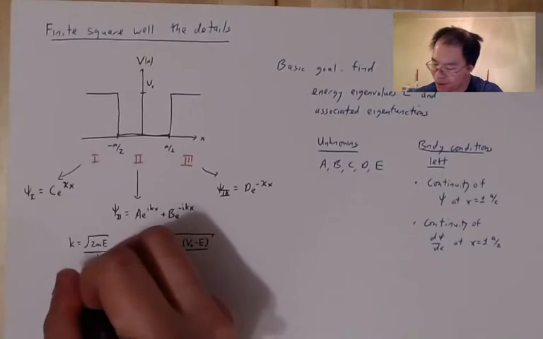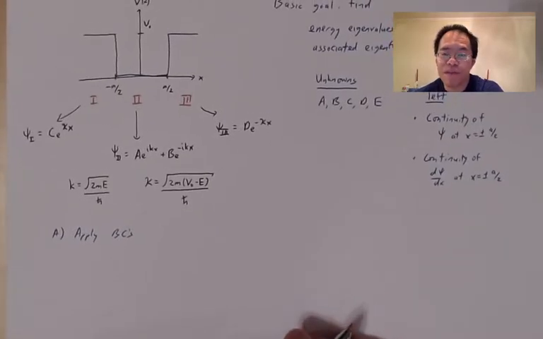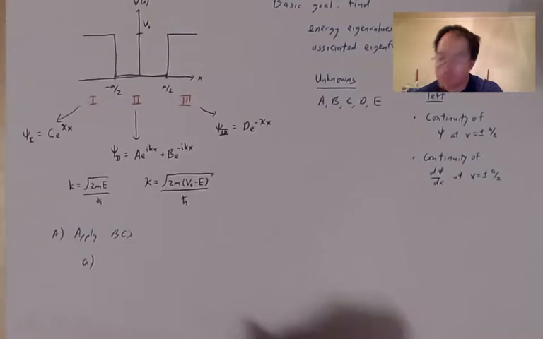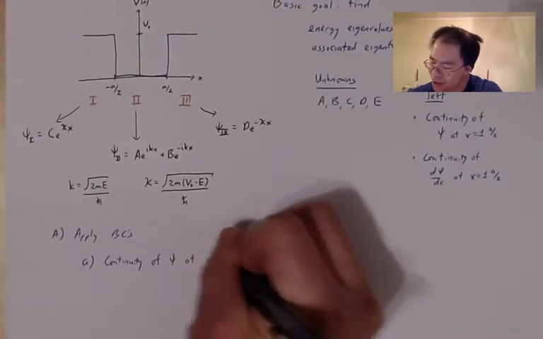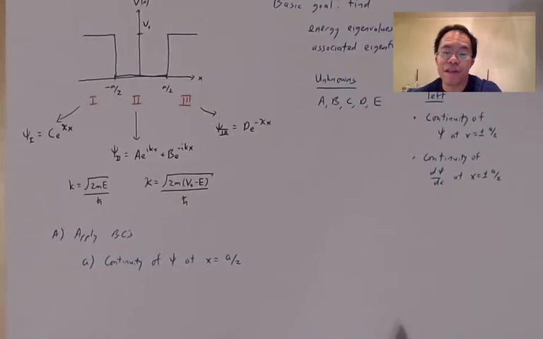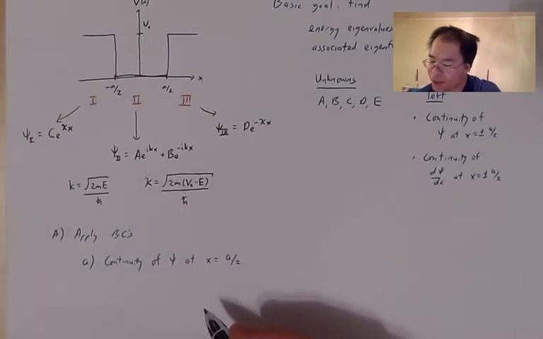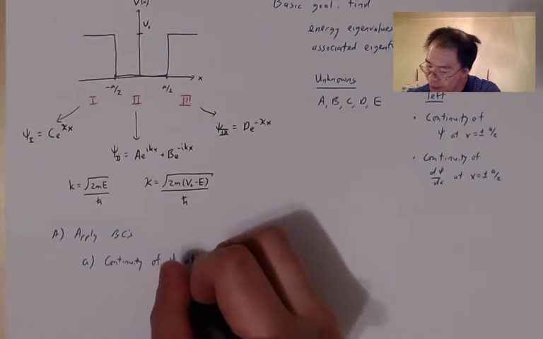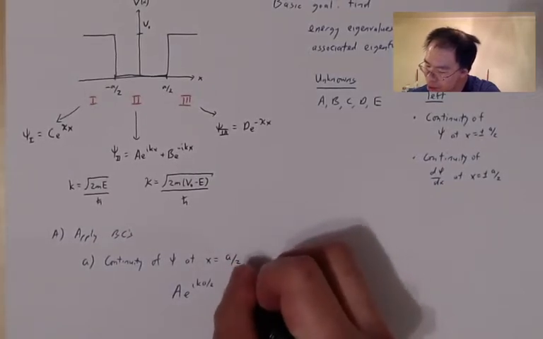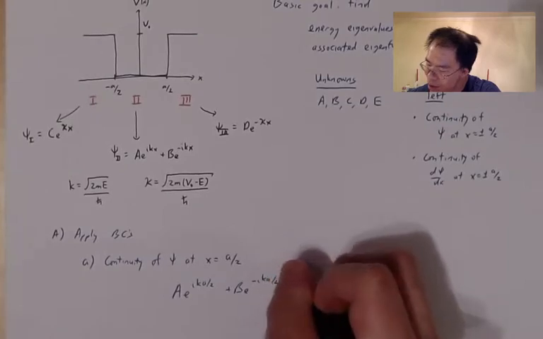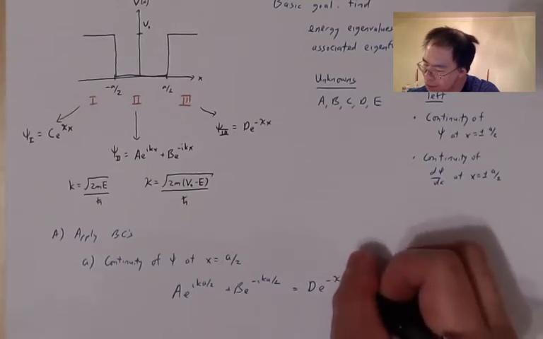So part A, let's apply the boundary conditions. Why don't we start off with the continuity of the wave function at x equals a over 2. As I said in class, I think I worked this one out. We just need to stitch together this form and this form at x equals a over 2. So that gives me A e to the i k a over 2 plus B e to the minus i k a over 2 equals D e to the minus kappa a over 2.